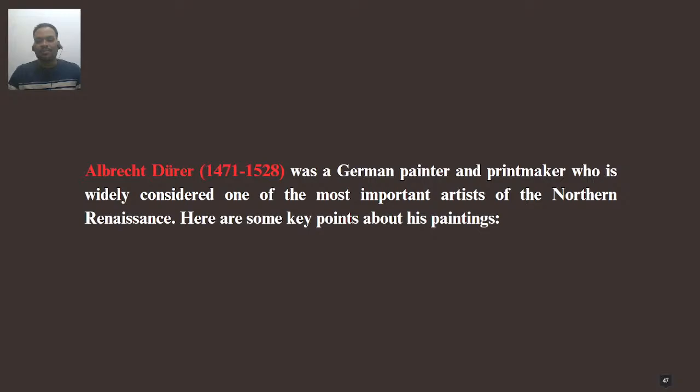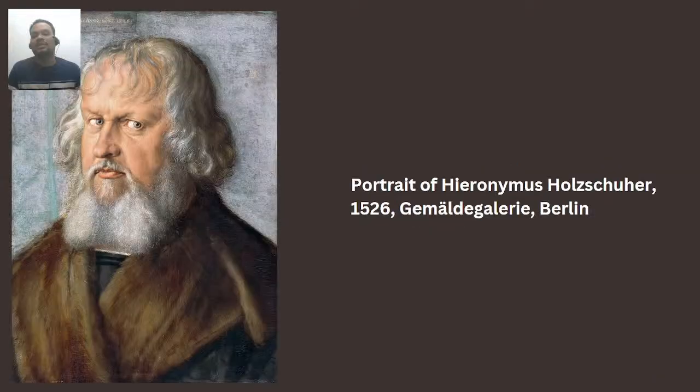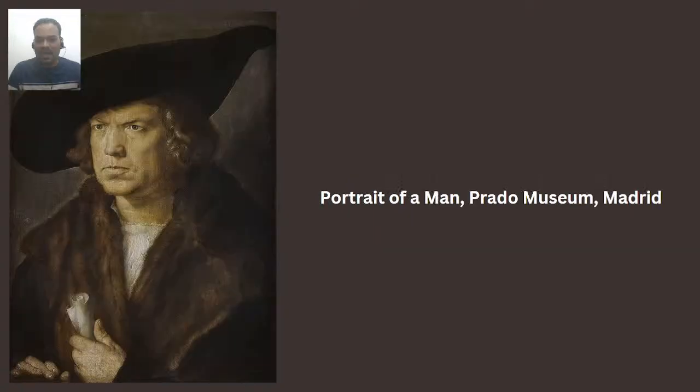This painting is also a portrait and the title is Portrait of Hieronymus Holzschuher. This is also in German, and the artwork is located in Berlin. So you don't have to remember the name in any language. You just need knowledge to identify the paintings, and you should be aware of the artists. Whatever the artist was, you should know, yeah, I heard about this, I know the name of the artist. This is a portrait of a man, Prado Museum, Madrid, Spain.